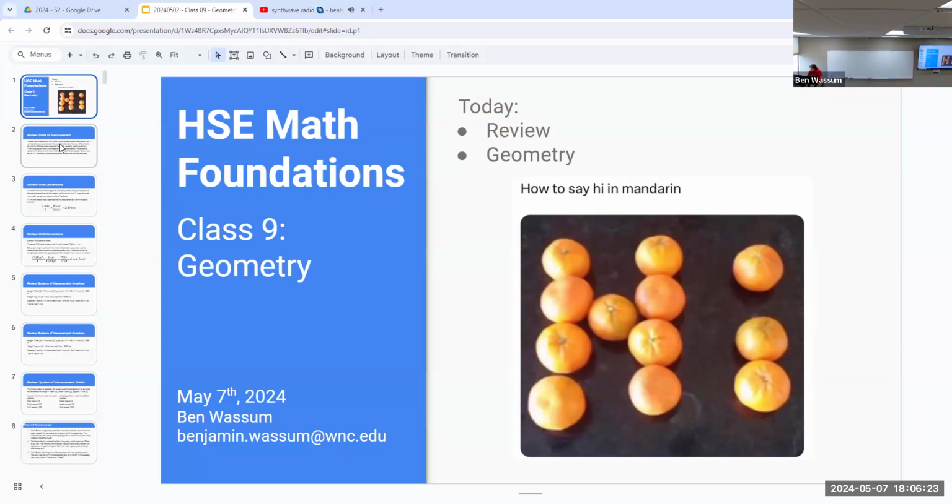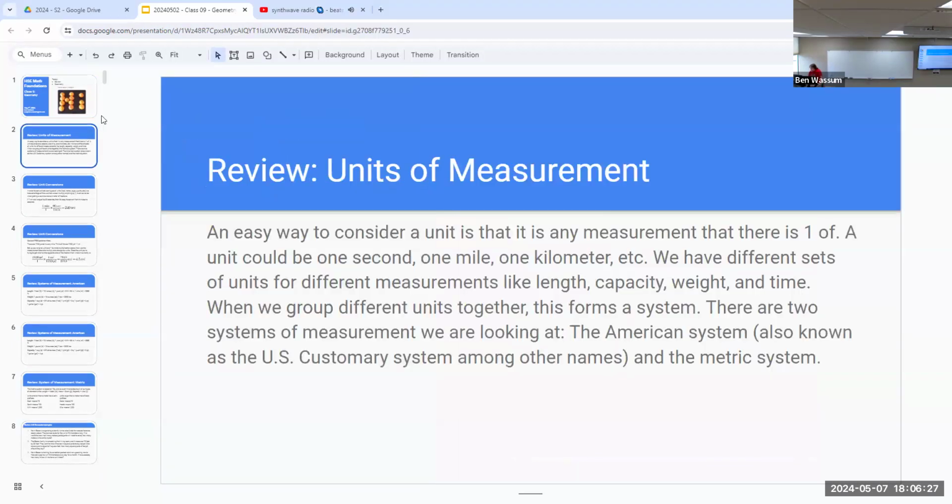Love it. All right. Last time we played around with units of measurement. So when it comes to units, a unit is any measurement there is one of. It's a type of thing, so a unit is like a foot, a yard, a gallon.